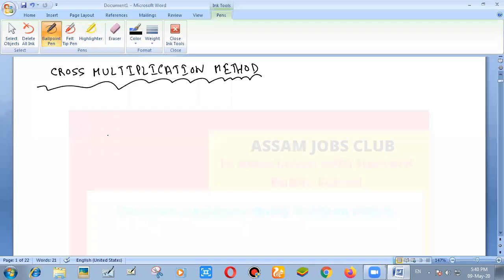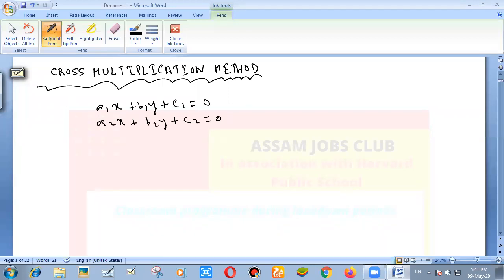So what do you mean by cross multiplication method? Look at the screen. Suppose two equations are given: a1x plus b1y plus c1 equal to 0, and a2x plus b2y plus c2 equal to 0.